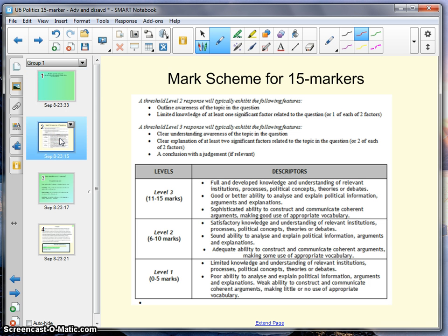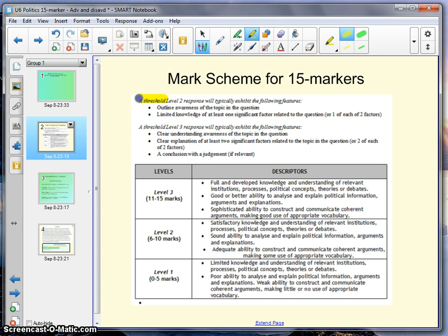First, have a quick look at the mark scheme for 15 markers, and this is a screen grab of the actual mark scheme itself. What you'll see is I put up the threshold level. Basically, this is what an examiner is going to be looking at when they're trying to decide what mark to give. Between level 1 and level 2, the examiner is going to be asking, do I think your knowledge is limited? Is it very limited, or has it got some satisfactory element to it?